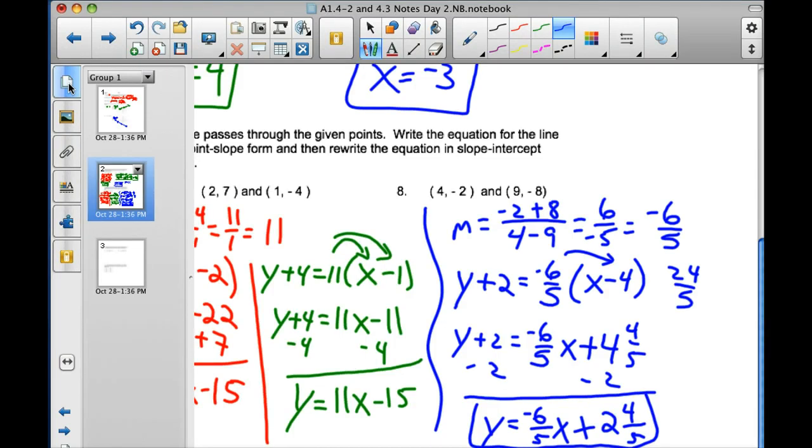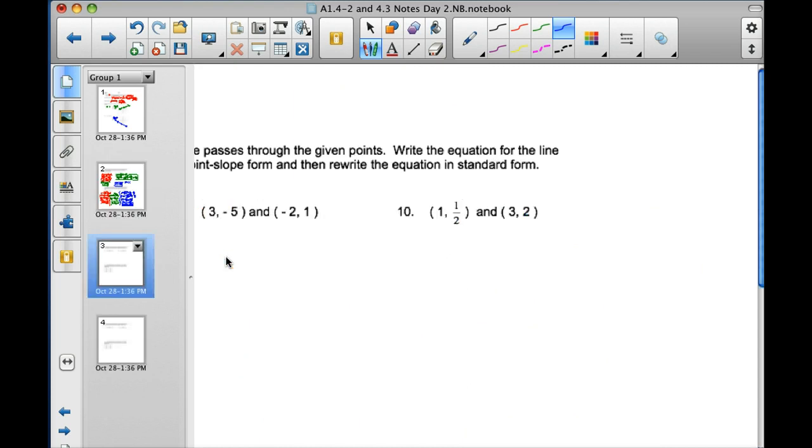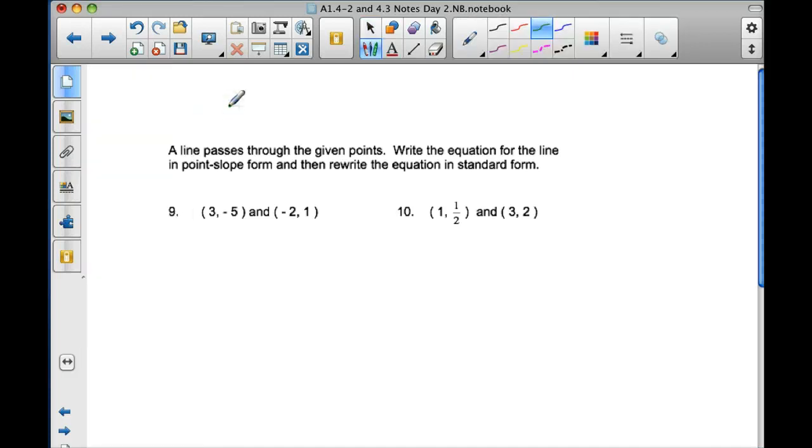All right, last page. You guys are doing great. Murph, read us these directions loud and proud. A line passes through the given points. Write the equation for the line in point slope form, and then rewrite the equation in standard form. Everybody circle the form that you have to write your answer in. It's a smart thing to do.